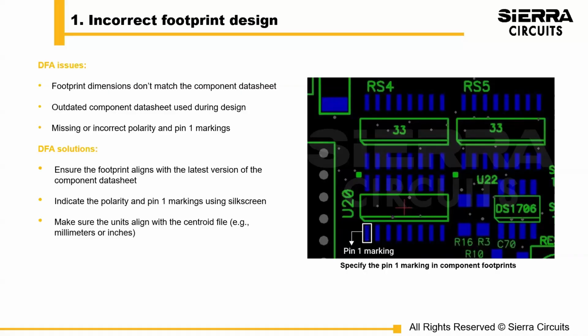So here we have listed some DFA solutions to prevent these. First, you need to ensure that the footprint aligns with the latest version of the component datasheet. Also indicate the polarity and pin 1 markings using silkscreen. Make sure the units align with the centroid file.